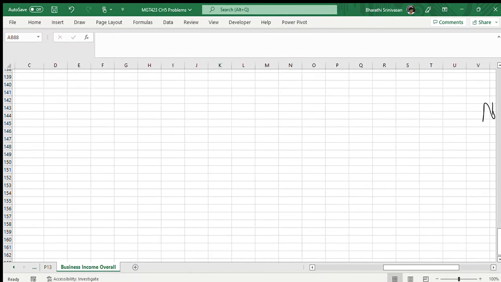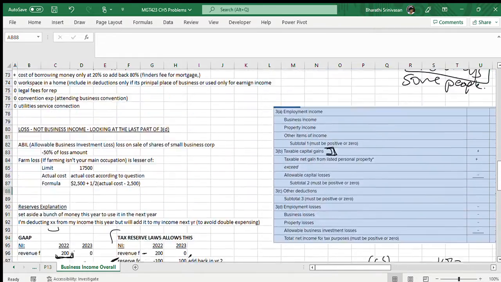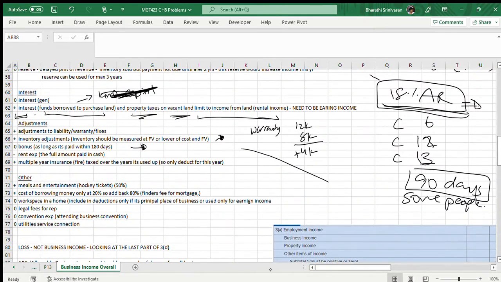So which is why it's either zero, no adjustment, or you have to add it back. I should have mentioned that, I guess. Another adjustment is rent expense. So basically, rent expense is always about the full amount that's paid in cash.